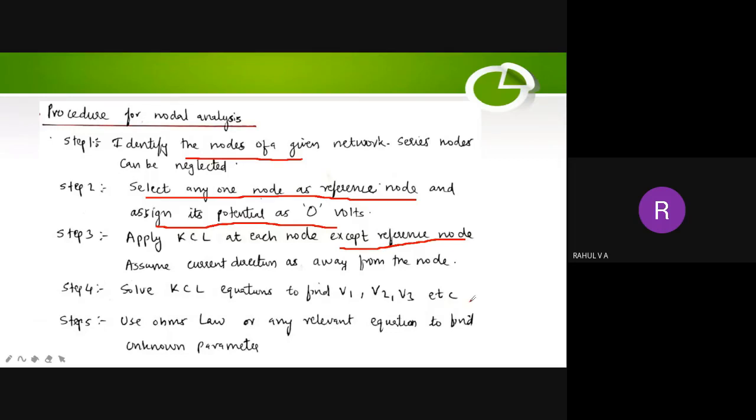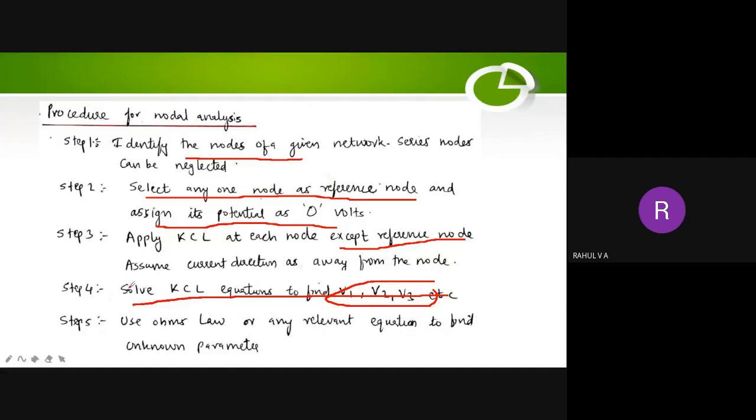Then solve this equation so that when you solve this equation, you will be getting V1, V2, V3. So in the previous case, we were getting I1, I2, I3. But in this case, you will be getting V1, V2, V3. Finally, you can use Ohm's law or any other relevant equation to find out unknown parameter. So that is the procedure.